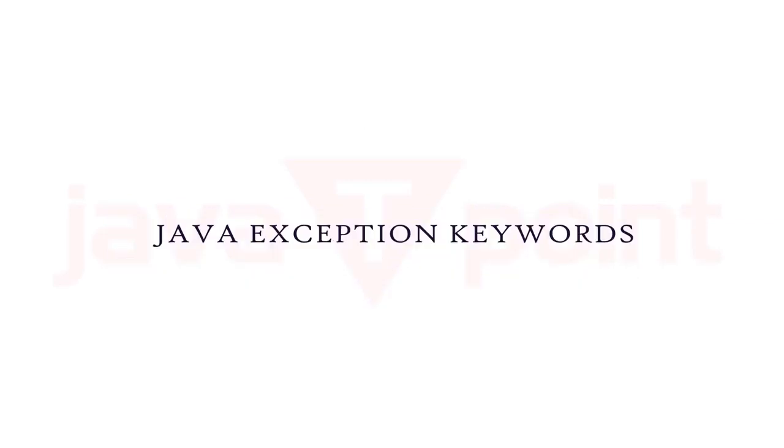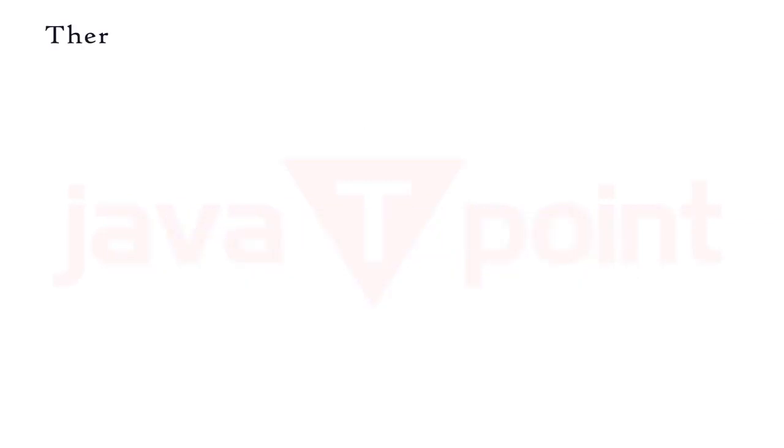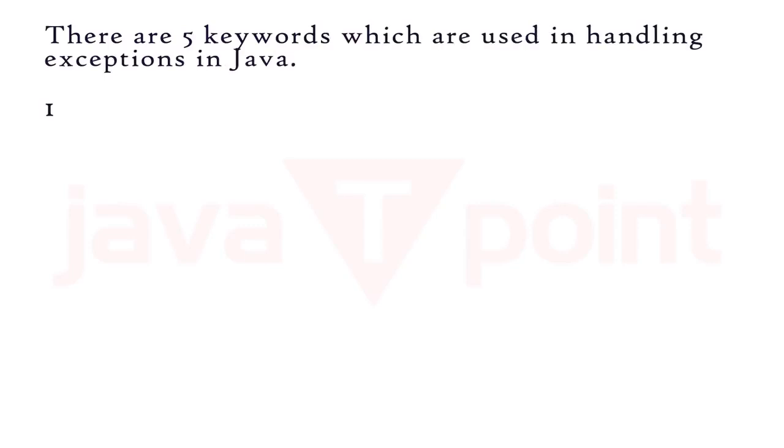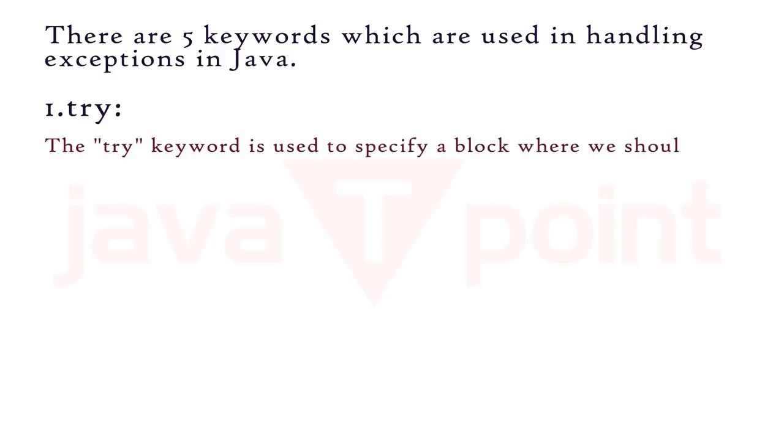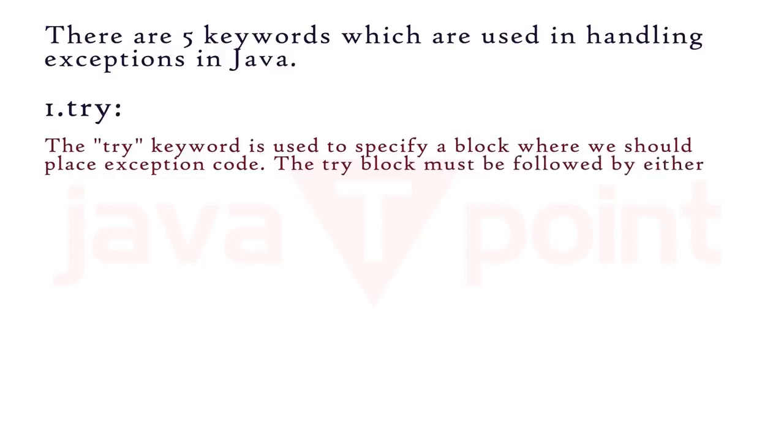Java exception keywords. There are 5 keywords which are used in handling exceptions in Java. Number 1, try. The try keyword is used to specify a block where we should place exception code. The try block must be followed by either catch or finally. It means we can't use try block alone.